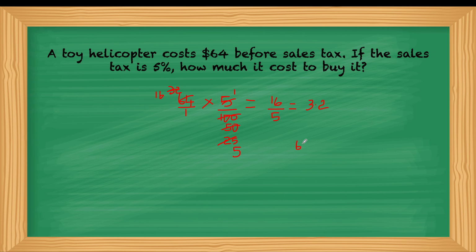Alright, so now we're going to add this to the original cost, which would be the $64. So when we add $3.2, we're going to put a 0 here to represent our cents. So when we add this, the new cost will be 2 plus 0 would give us 2, 4 plus 3 would give us 7, and we will put back our 6. So the new cost with the tax would be $67.20.